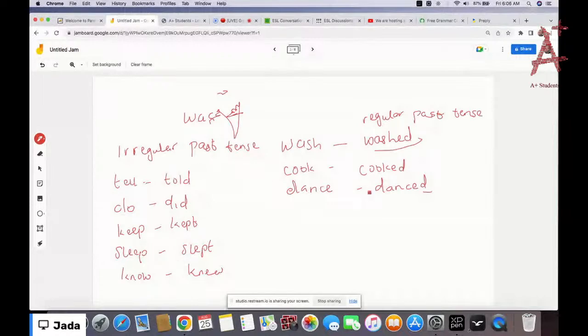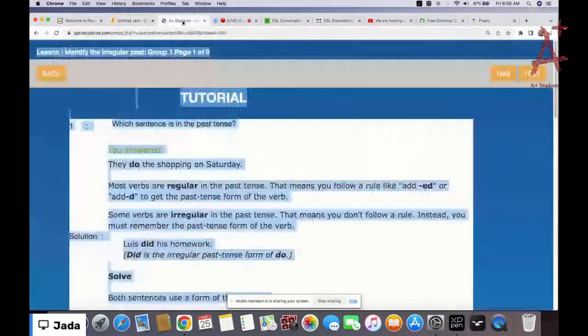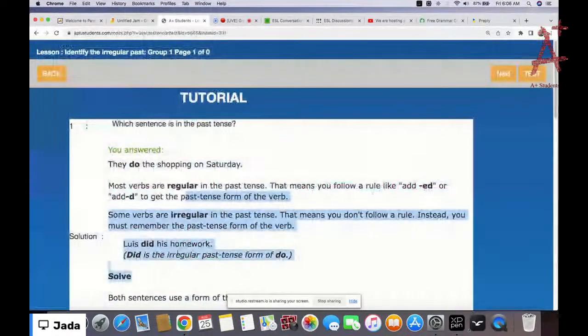They are not like the regular ones that have the ed. No, they are different on their own, and you just have to be the one to remember that. This one is irregular. Those are examples of the irregular form of the past tense.